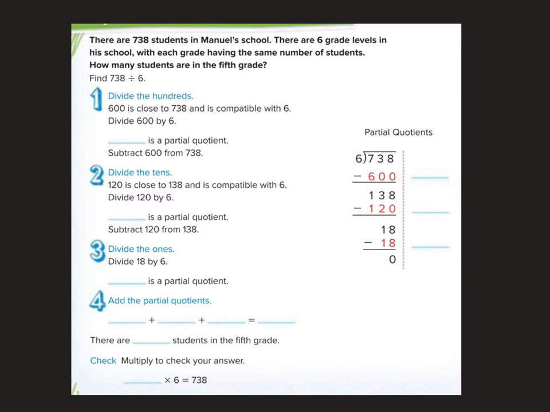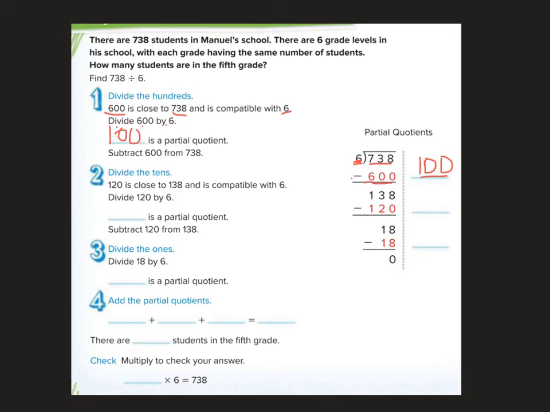So I'm going to divide 738 divided by 6. And so this is kind of where we're seeing, okay, I know that 600 is close to 738, and it's compatible with 6, right? So I'm kind of looking for things that I know quick. I know that 6 times 100 is 600, okay? So if we divide 600 by 6, 100 is a partial quotient. So our partial quotients kind of go over here, 100, because I know that 6 times 100 is 600.